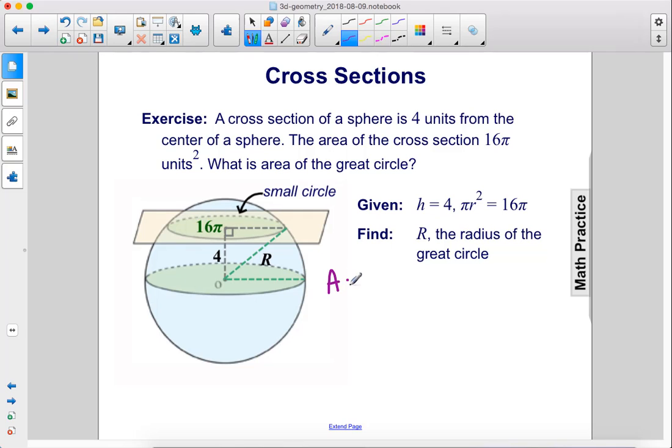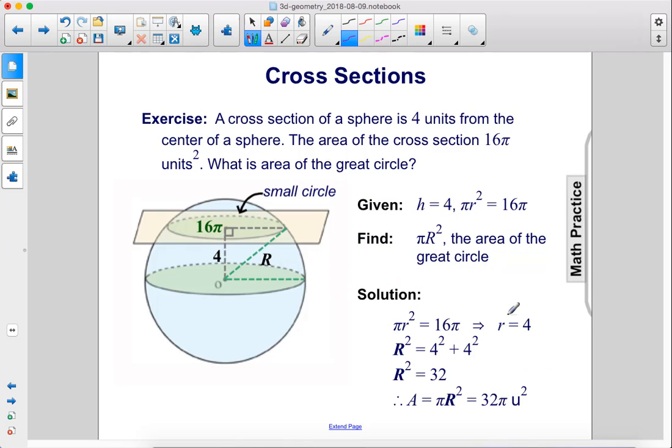So we know that the area of the small circle is 16 pi. So pi r squared, which is the area, equals 16 pi. The pi's cancel. r squared equals 16, therefore r equals 4. Since this is a right triangle and both legs are 4, this is a 45, 45, 90 triangle, and we can see that R equals 4 times the square root of 2. You can also solve this using the Pythagorean theorem, but this is the radius of the great circle.